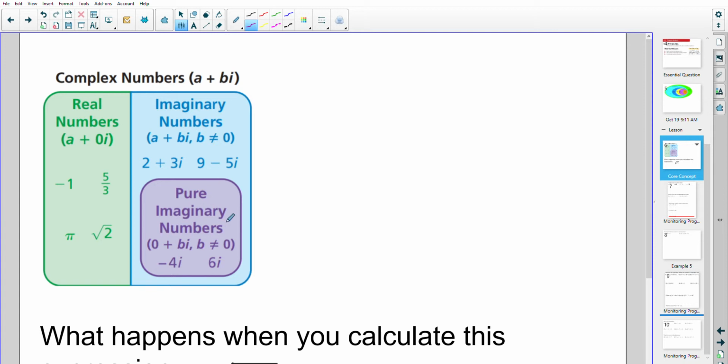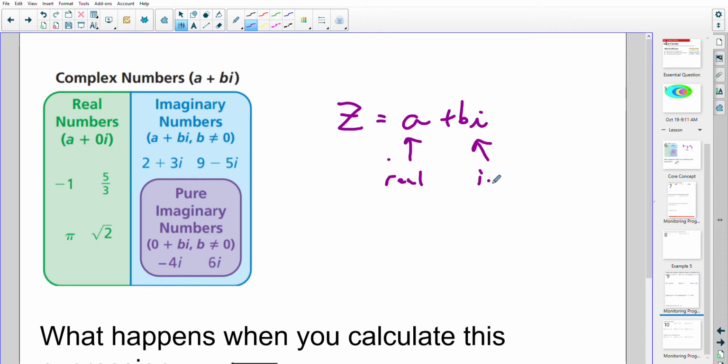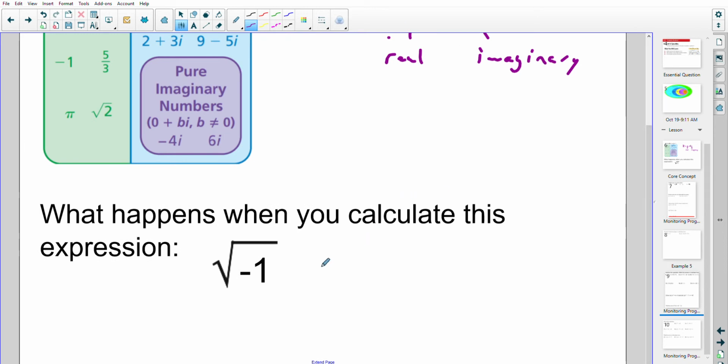Imaginary numbers, you can have pure imaginary numbers that have 0 in the form. But importantly, the complex numbers are usually written as z is equal to a plus bi. And this would be mostly the real form, and this is the imaginary form. Now, if a is 0, it's just going to be a pure imaginary number, which would be like 6i or negative 4i.